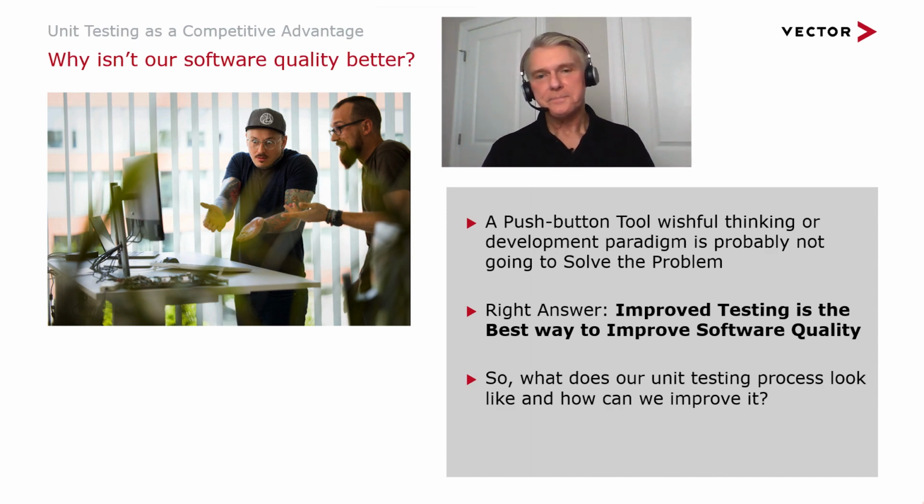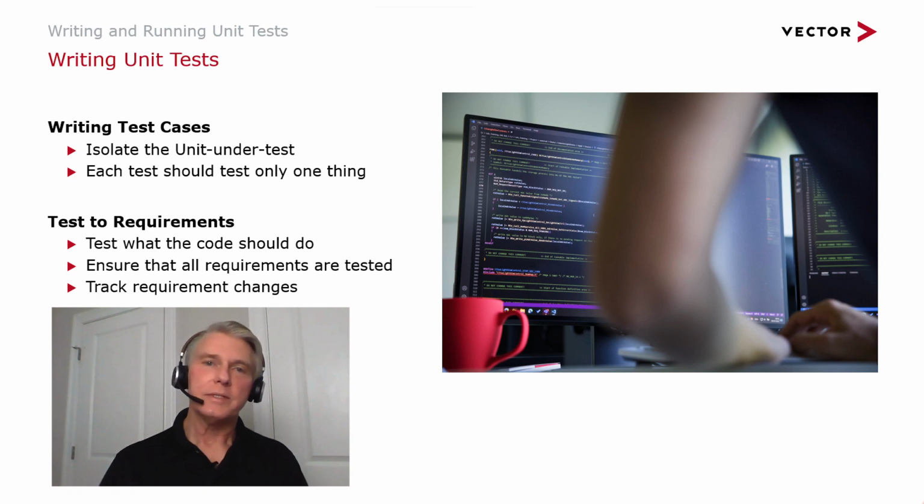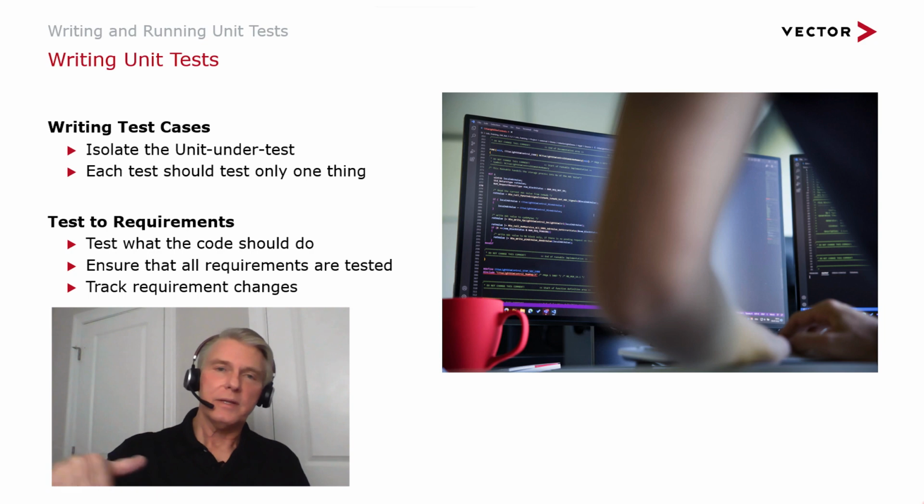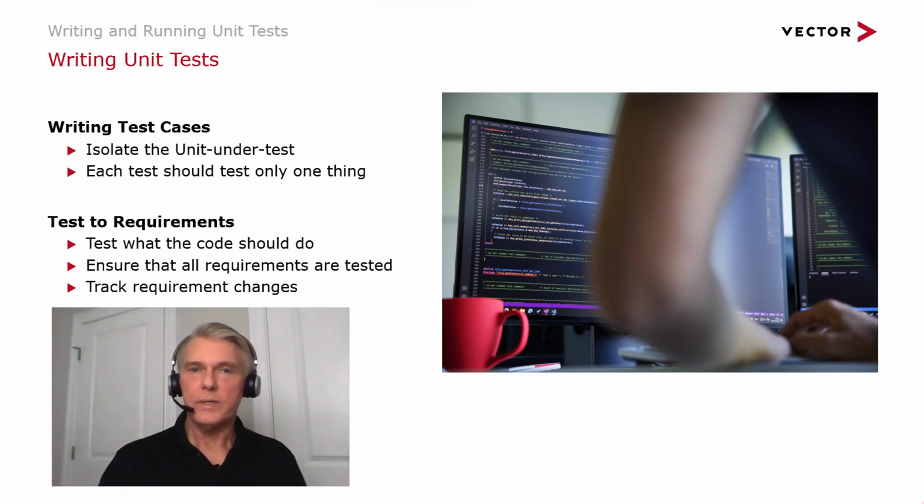So with regard to writing unit tests, there are some guidelines, some best practices that are helpful and will really help to make that unit testing process much more efficient. When we write unit tests, we are testing a unit. So it's really important that that test isolate the unit under test. All of the things that surround that unit are things that we can control.